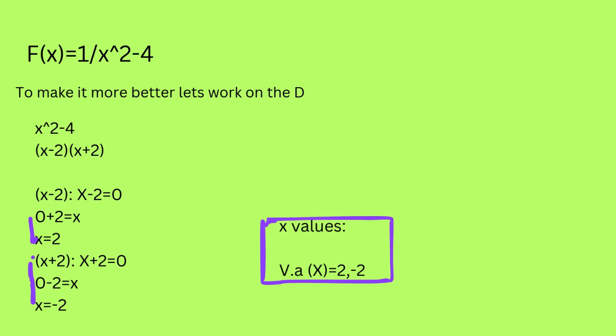So here's the question: f of x equals 1 divided by x squared minus 4. To make it better, let's work with the denominator, which is our quadratic function. So x squared minus 4 in factor form will be (x minus 2)(x plus 2). If we set x minus 2 to 0, that will be positive 2, and if we set x plus 2 to 0, that will be negative 2. So our x values, which are our vertical asymptotes, are x equals 2 and negative 2.